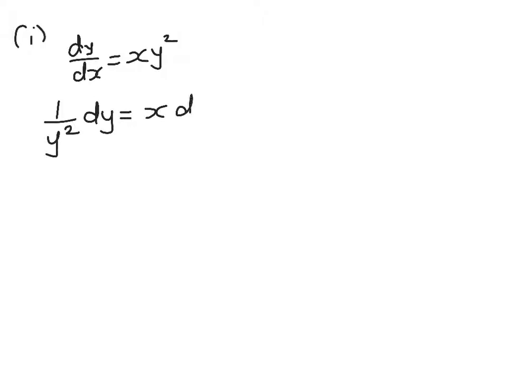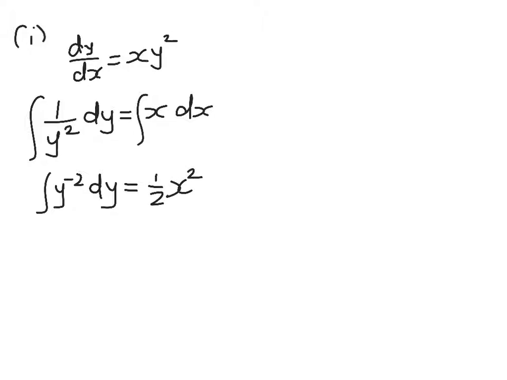Okay, so the first question is this. We've got dy by dx is xy squared, and we're going to start by separating the variables. So we get 1 over y squared dy is equal to x dx. And now we're going to integrate both sides with respect to the relevant variable. So on the left hand side, I've got the integral of y to the negative 2, and on the right hand side we integrate x and get half x squared plus c.